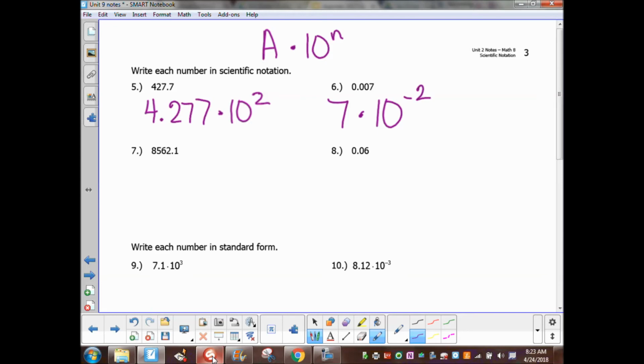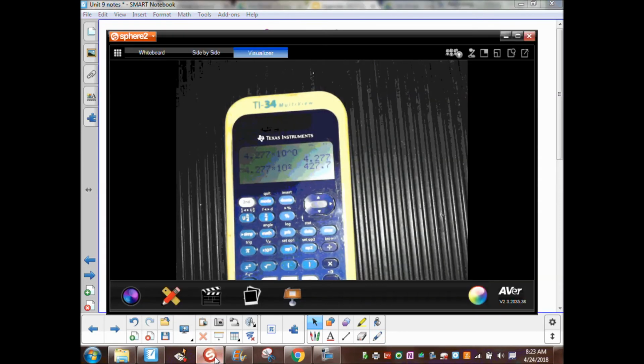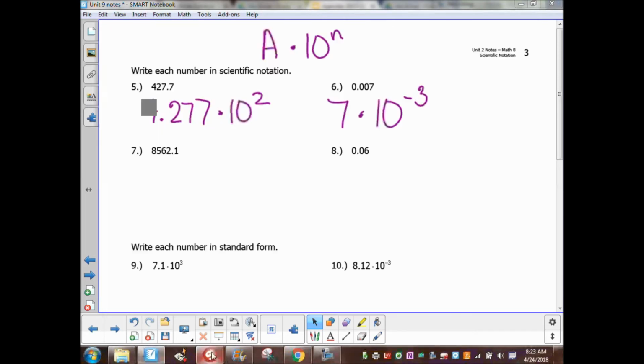We agree? What do you think then? -3? All right, so go ahead and type that in. -3. So 7 times 10 to the -3, does that equal the problem that was given? 7 times 10 raised to the -3, 0.007 it says on my calculator, and 0.007. Number 7.